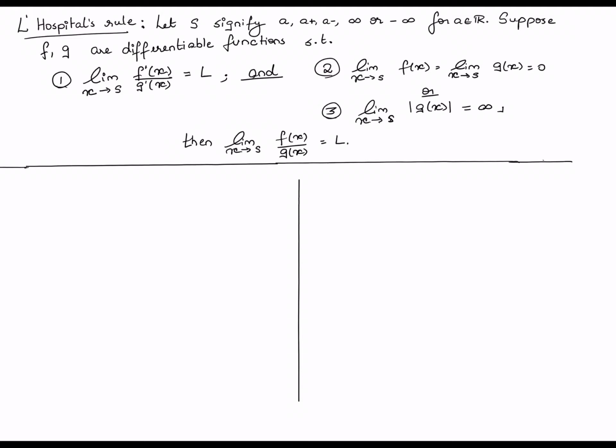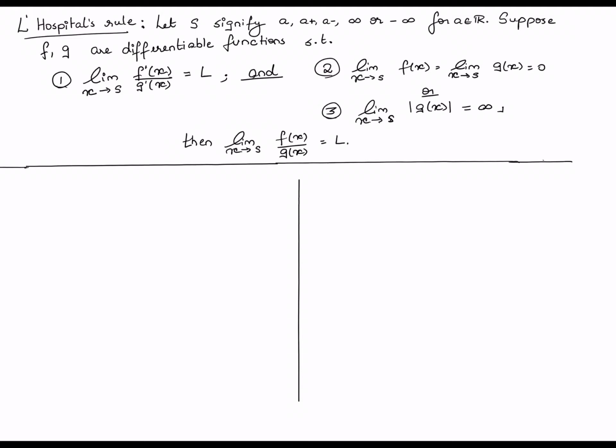And you have the following holding. First, you need that as x tends to S, again depending on what S is. So if S is A plus, that means that this is the right limit at A. If S is A minus, it's the left limit at A. So as x tends to S, you have that the ratio of f prime to g prime is equal to L. That's the first. So the ratio of the derivatives tends to L as x tends to S.